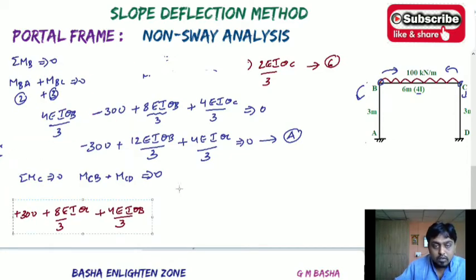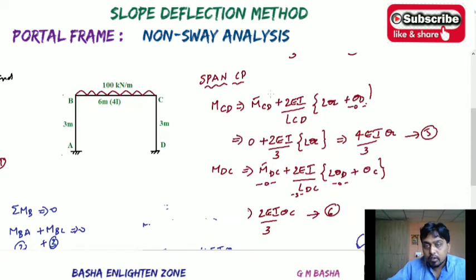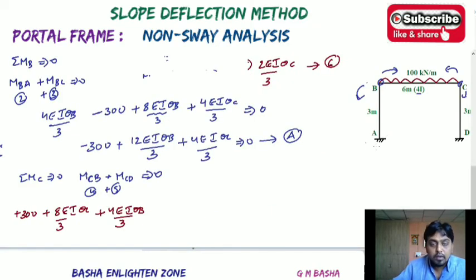Okay, so take down here the equation 4 plus 5. What about MCD here? MCD is equal to 4 EI theta C by 3 plus 4 EI theta C by 3. That one will be equal to 0. If you simplify this one, how much will you get? In the same way, I am writing here, that is equation B.